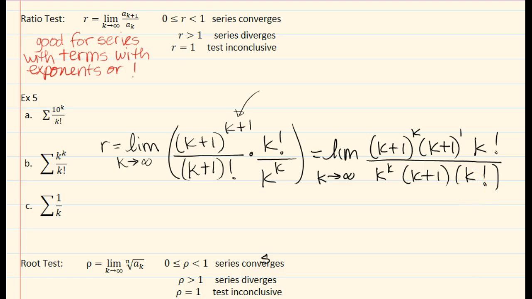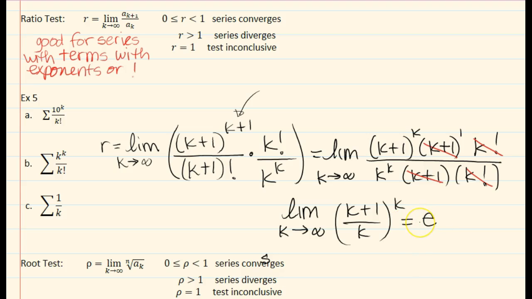And now when I'm simplifying, my k factorials go away, my k plus 1 goes away, and we can see that we are finding the limit as k goes to infinity of (k plus 1 over k) to the k exponent. And we can see here, from one of those limits that I told you needed to start memorizing, that this actually equals e. And e, remember, is greater than 1.